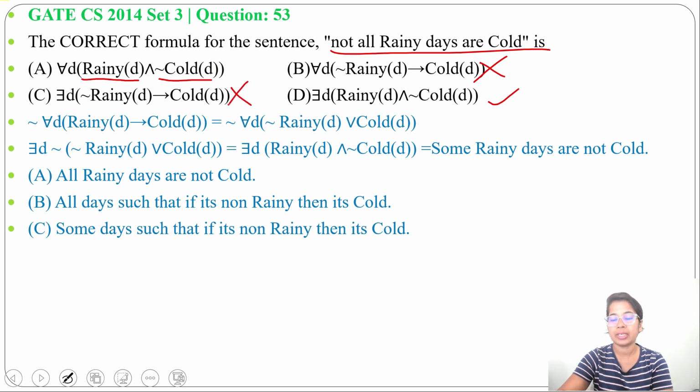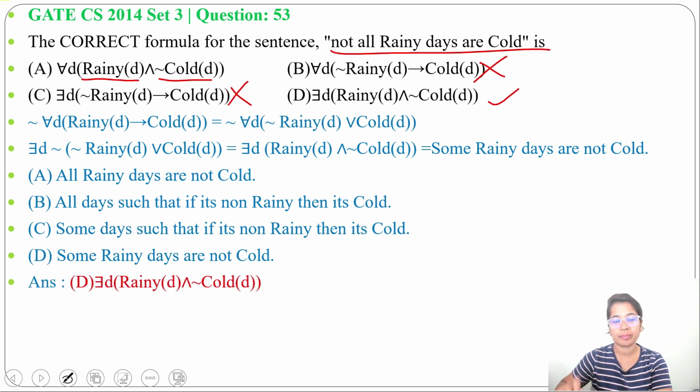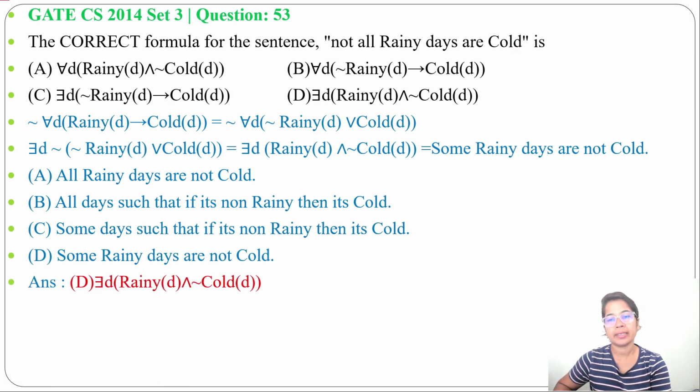Next option D, there exists D, rainy D and not cold D. So some days which are rainy are not cold. Some rainy days are not cold. So here the answer is option D. Not all rainy days are cold and some rainy days are not cold, both are the same. I already discussed predicate and quantifier.